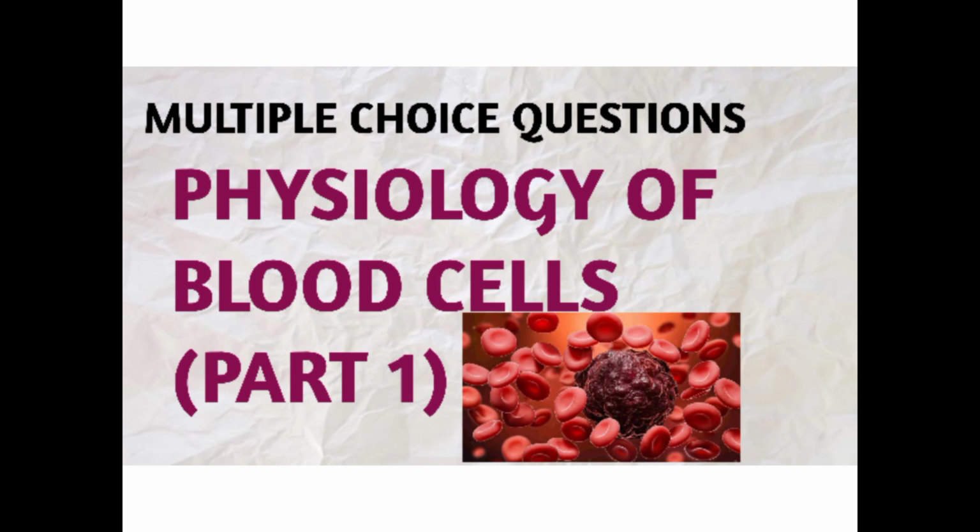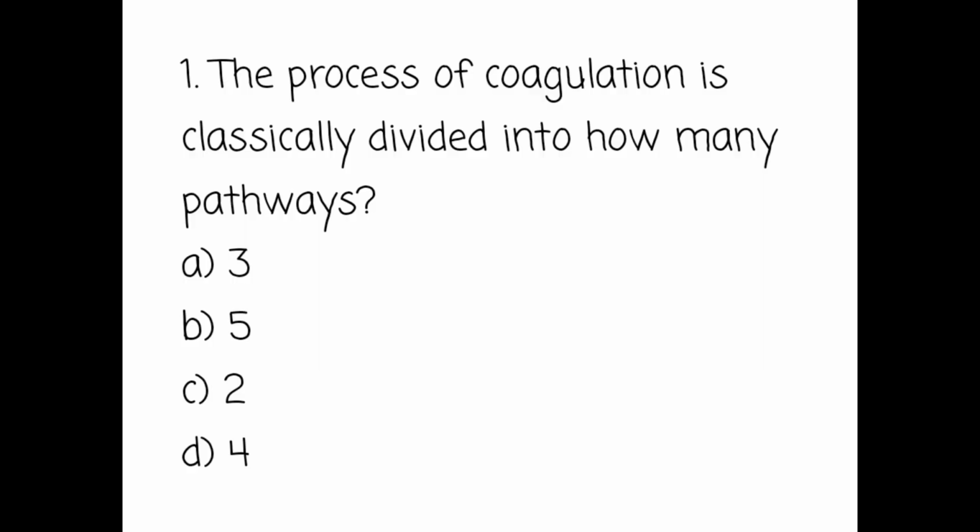Today's tutorial, we're taking some multiple choice questions under the topic Physiology of the Blood Cell. Our first question goes like this. The process of coagulation is classically divided into how many pathways?